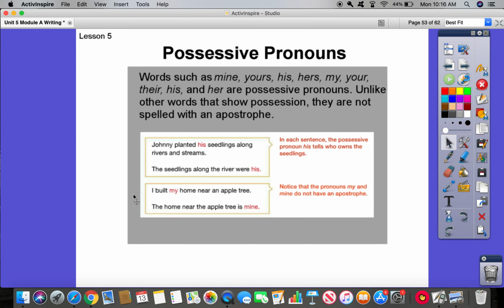The next example, I built my home near an apple tree. The home near the apple tree is mine. Notice that the pronouns my and mine do not have an apostrophe.